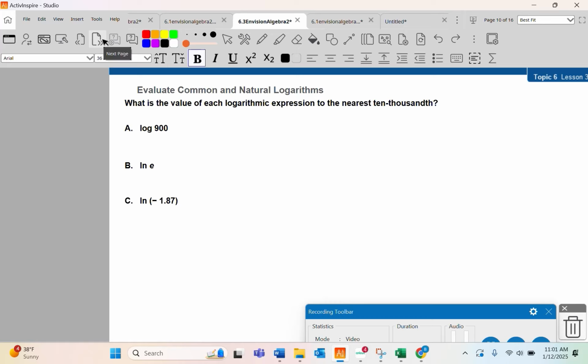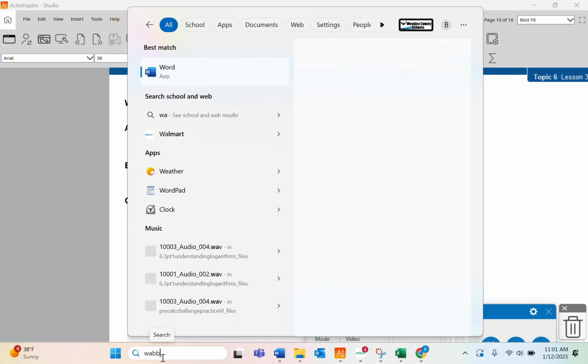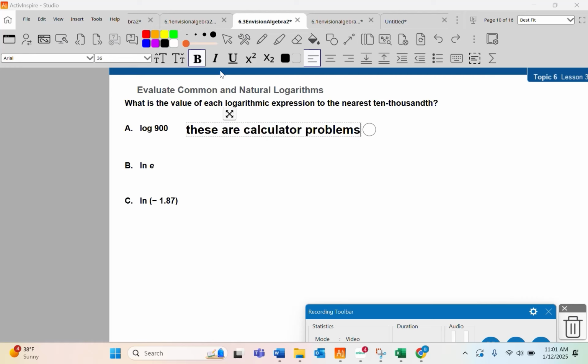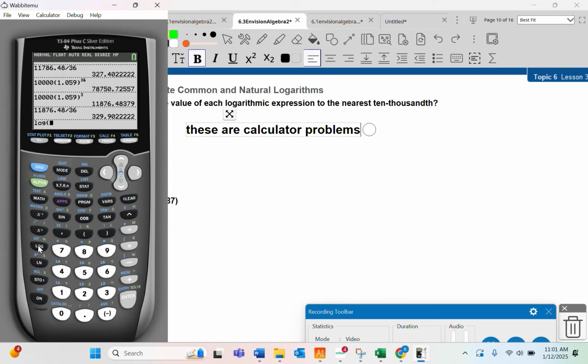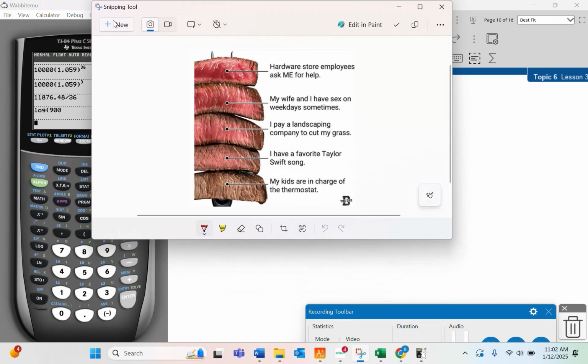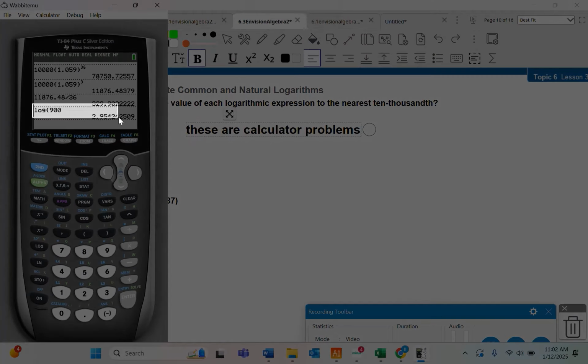All right, evaluate common and natural logarithms. What is the value of each logarithm expression to the nearest ten-thousandth? We could do these entirely in a calculator. These are calculator problems. So we're just going to fire up the TI-84, and we just have to hit the right button. Play along at home. Log 900, 2.97 some, and that's all you do. You type that in. They're not too hard.